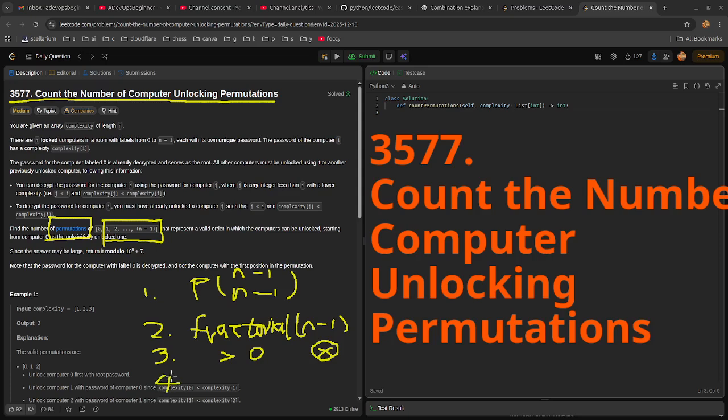Or if there's something in this array equal to the number 0, same thing, it's impossible, because we can only decrypt the password for that computer if the complexity of that computer is less than number 0. That's why these cases will be impossible. But other than that, this is a pretty straightforward solution. Just use one function, factorial. That'll be all.